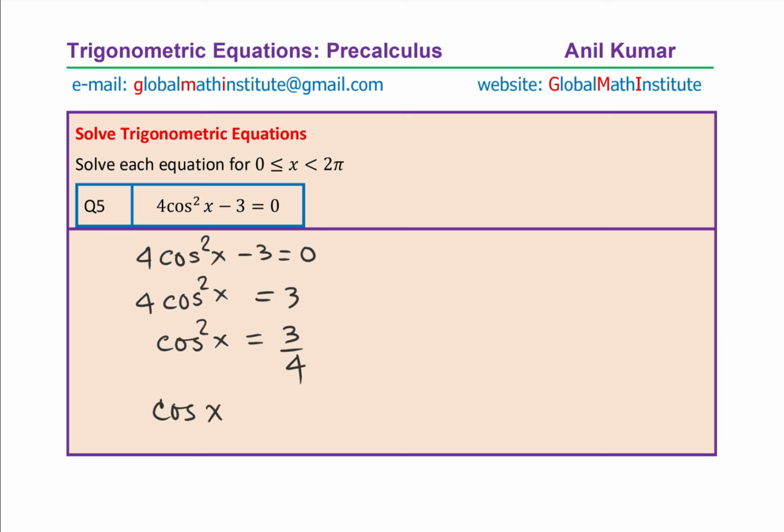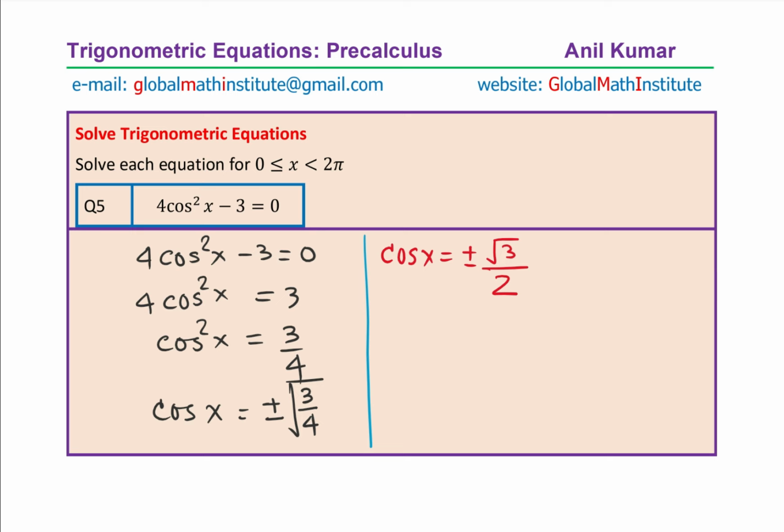So we have cos x equals, whenever you square root, make it plus and minus, okay? So square root of 3 over 4. So that gives you what? Well, cos x is equal to plus or minus square root 3, and square root of 4 is 2, right? So we can write this.